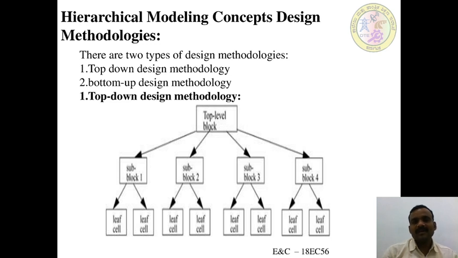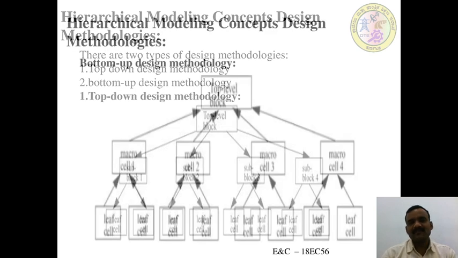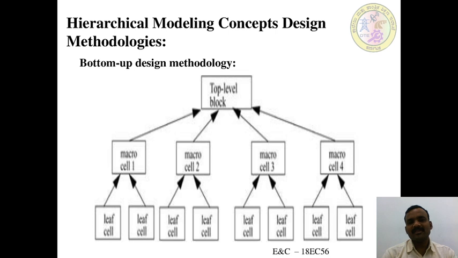Clear? In the top down design methodology we are going to differentiate the blocks. Take it as a big box. Inside the big box there are many small boxes, and inside the small boxes, the leaf cells, there are other small boxes. How are we going to differentiate? We take them as separate boxes and write a program for each box. That is why we call it the top down design methodology.